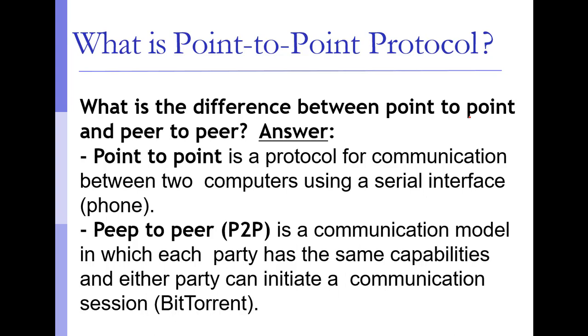But what is peer-to-peer? Peer-to-peer is basically a communication model in which each party has the same capabilities, and either party can initiate a communication session. For example, BitTorrent is a perfect example of peer-to-peer, in which you know about the seeds and the peers that you want to download from. So this is basically two-way communication. But what is point-to-point? It is basically a single interface. You can call it a phone as well. So it is a single serial interface communication.